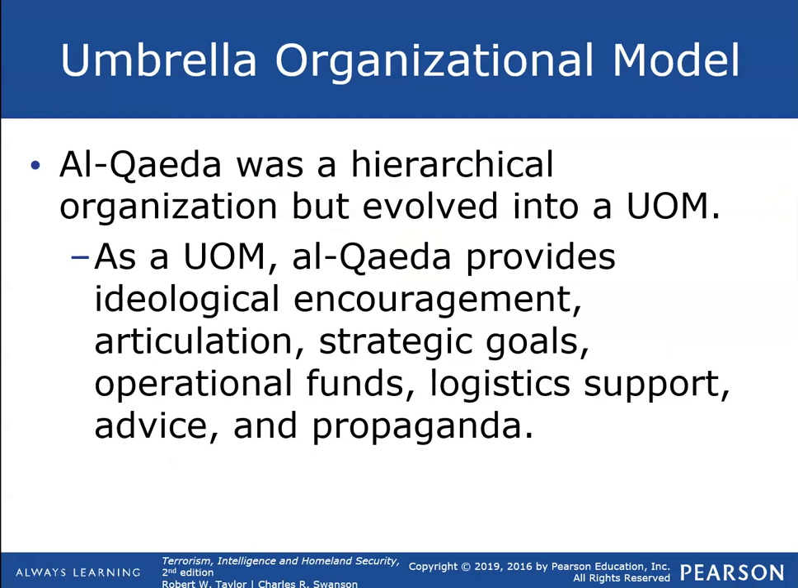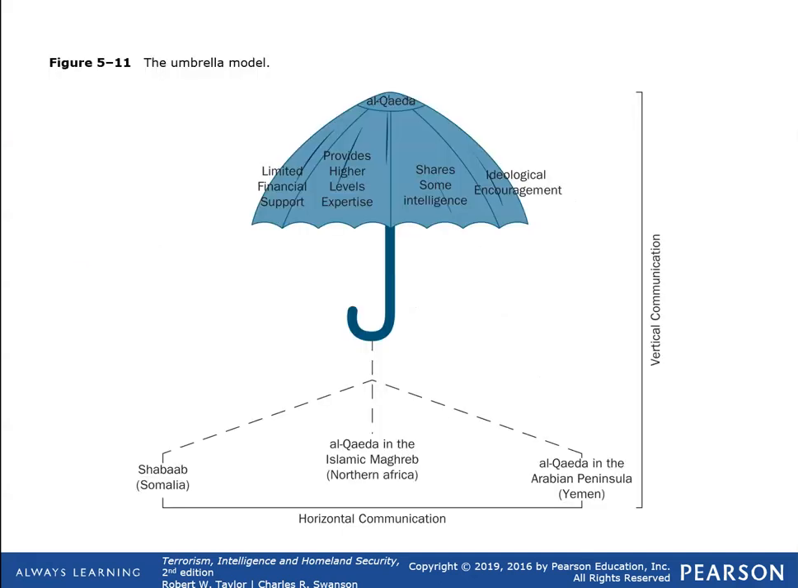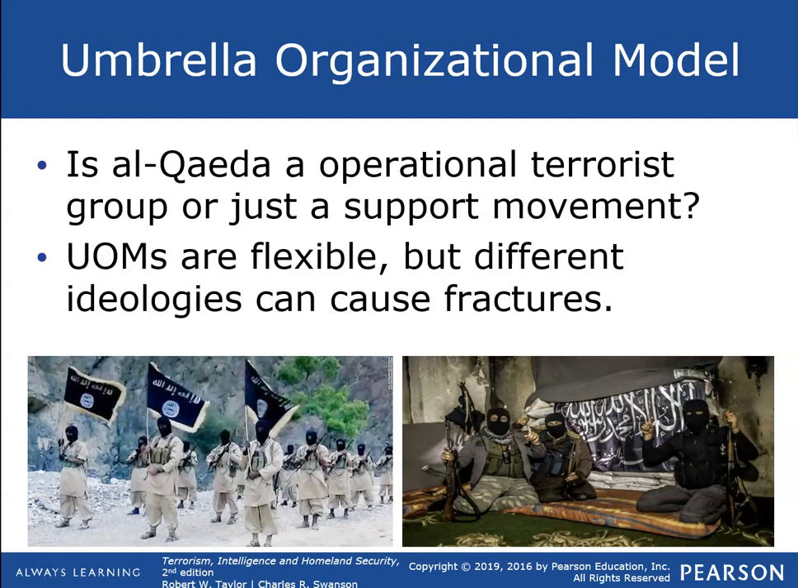And as I said a moment ago, Al-Qaeda was a hierarchical organization, but it developed into this umbrella model. Therefore, as an umbrella model, Al-Qaeda provides ideological encouragement, articulation, strategic goals, operational funds, logistical support, advice, and propaganda to all of those other things that fall underneath here. And you can see by looking at the umbrella, here's Al-Qaeda at the top, and here's what they're going to supply to these groups under that umbrella. So, is Al-Qaeda an operational terrorist group or just a support movement? Well, these umbrella models are flexible, but different ideologies can also cause fractures inside of those different groups. So we have to keep those in mind too.